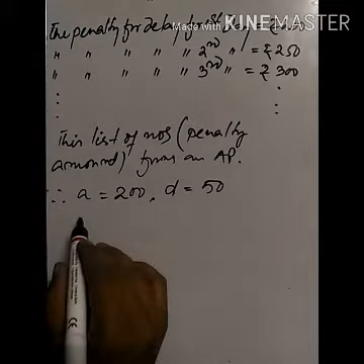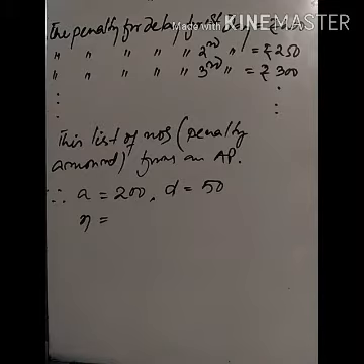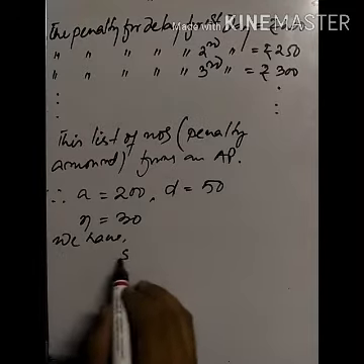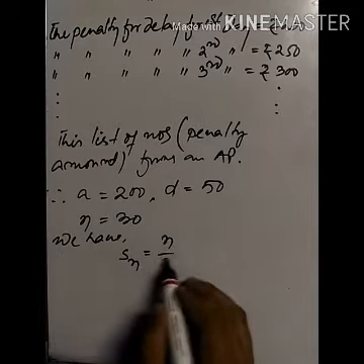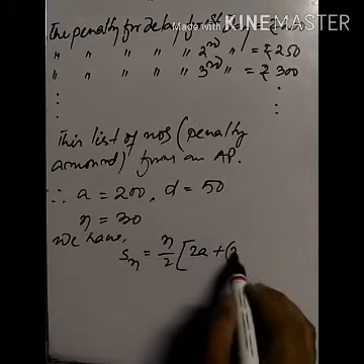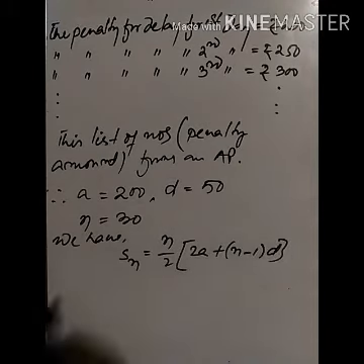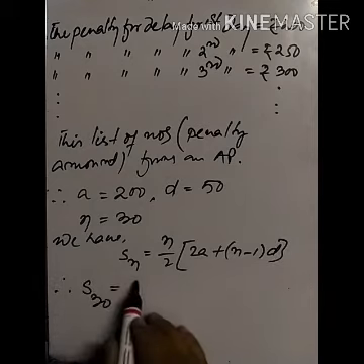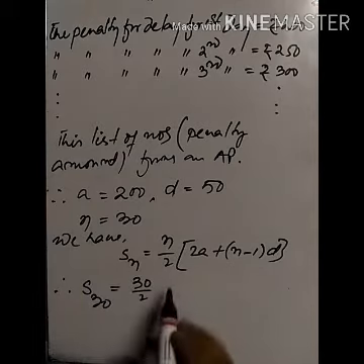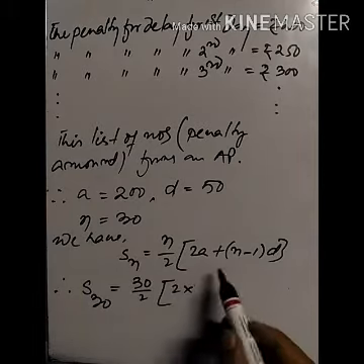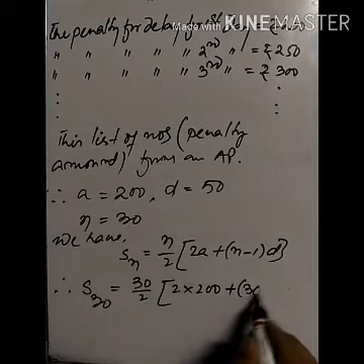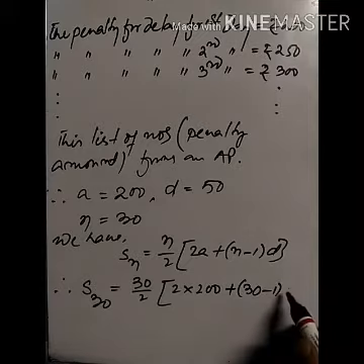And the question is asking for how many days? 30 days. So n will be 30. So you can write here, we have Sn equal to n by 2 times (2a plus (n minus 1) d). Therefore S30 will be equal to 30 divided by 2, then 2 into the value of a, which is 200, plus 30 minus 1, and the value of d is 50.